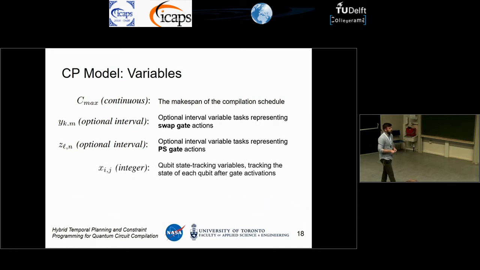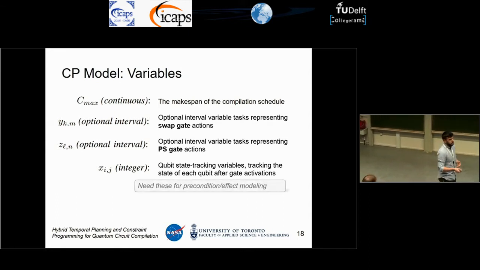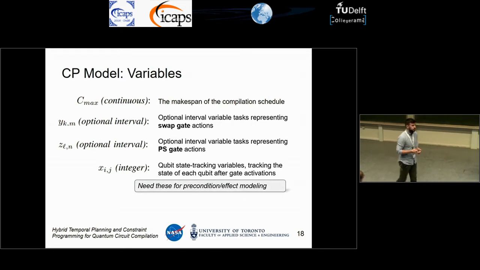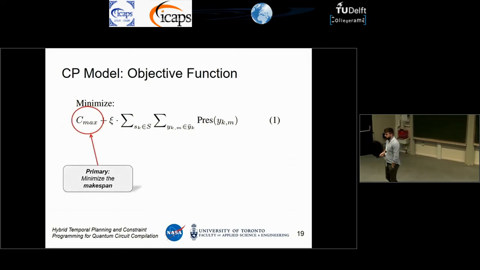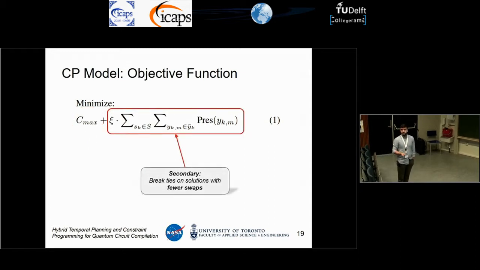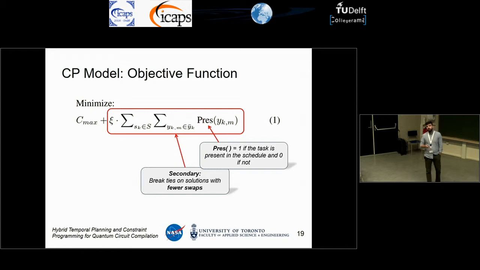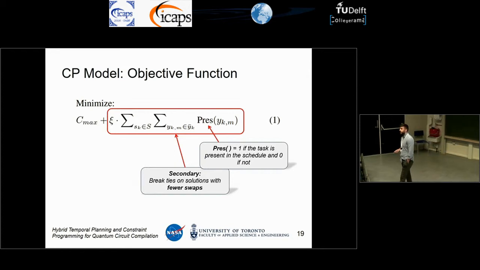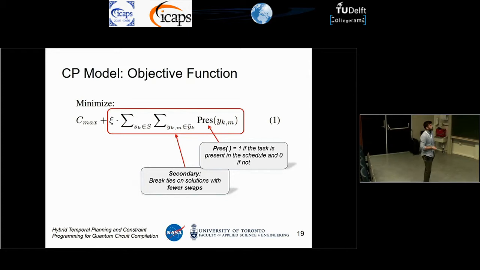Then we have qubit state tracking variables, where we track the state of a qubit location after we've done something of interest. These help us express those preconditions and effects constraints. The objective function is to minimize the makespan, but we also have a tie-breaking criterion. The secondary objective prefers solutions that have fewer swap tasks overall. You'll note in this expression we have a presence expression: the presence of an optional variable is 1 if it participates in the final solution and 0 otherwise. It's quite a nice rich expression that you can use when solving these problems.